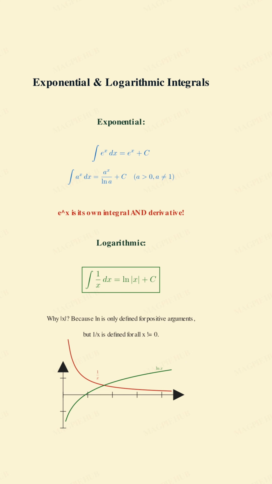On the graph, the red curve is 1 over x, and the green curve is its antiderivative, ln x. Examples with exponential and logarithmic functions. Example 1: integrate e to the x plus 3 to the x. e to the x integrates to e to the x, 3 to the x integrates to 3 to the x over ln 3. Answer: e to the x plus 3 to the x over ln 3, plus c.